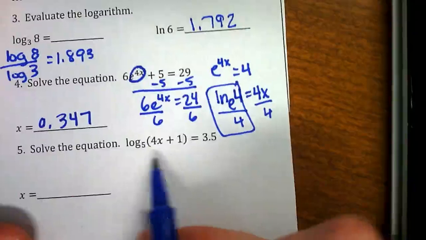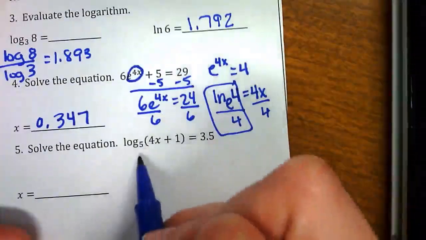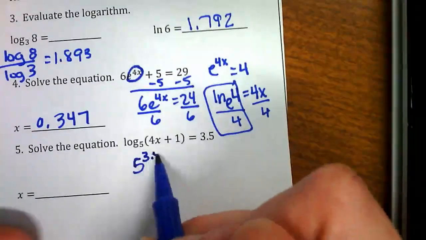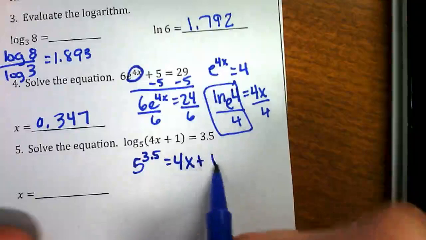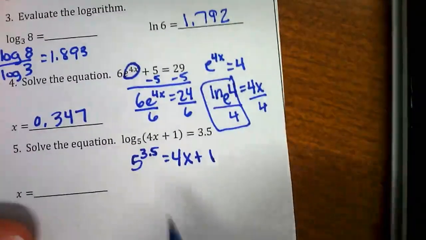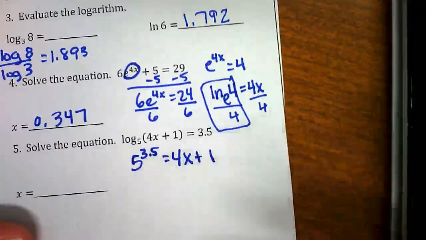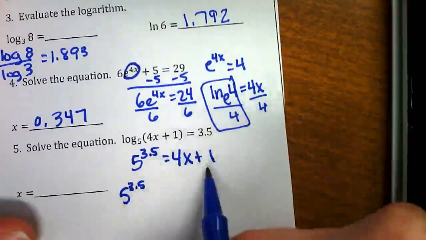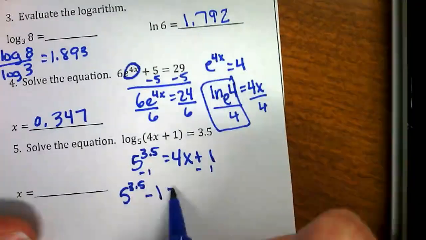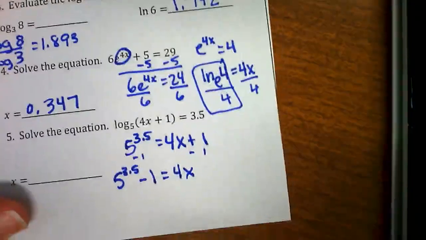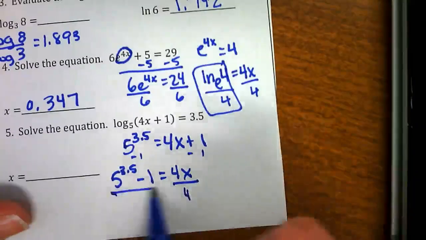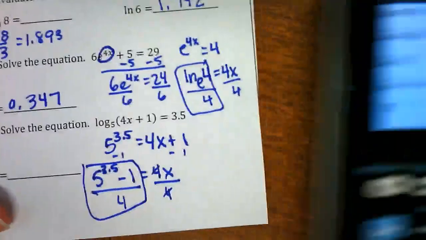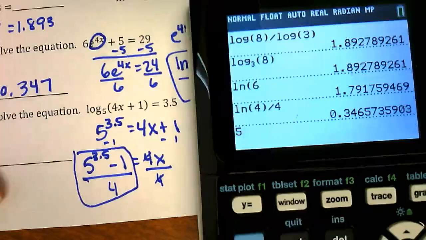Next one. I have a log question. I would rewrite this in an exponential form. So 5 to the 3.5 equals 4x plus 1. Now I could put this in my calculator right now and round, or I could keep that and just take my steps, right? Subtract 1 from each side. And then to get x by itself, I would divide by 4. And then x is alone. If I leave it like this, there's less rounding, so my answer is more accurate.